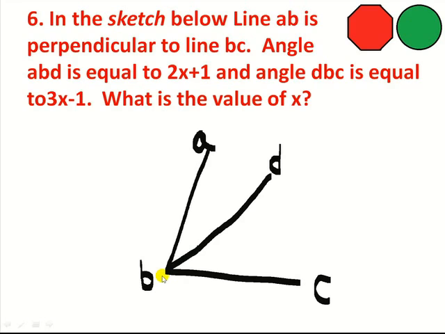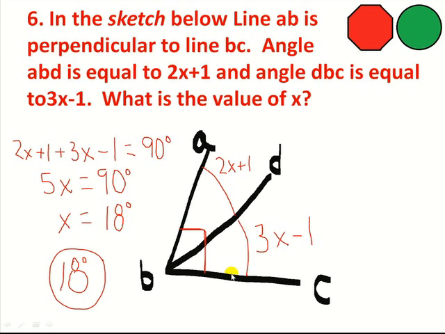But we do know that these are complementary angles, so we do know that they total to 90 degrees. So, what does that mean? Well, that means that 2x plus 1 plus 3x minus 1 is equal to 90 degrees. So we say 2x plus 1 plus 3x minus 1 equals 90 degrees. Grouping like terms, we wind up with 5x equals 90 degrees. Divide both sides by 5, and we get x equals 18.